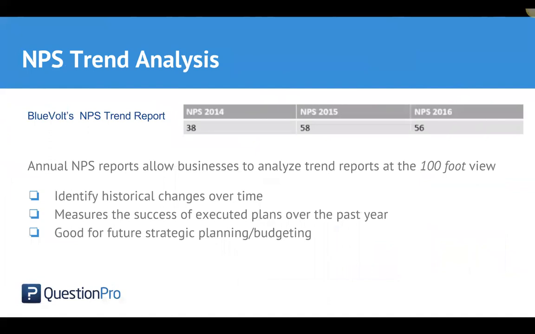And this is an example of using NPS as a trend analysis over time. With Blue Volt, in 2014, they started off with an NPS of 38. Then the following year, it went to 58. And then last year, they went to 56. So there's a small change. And being able to do an NPS report allows businesses to analyze these trends at the 100-foot view and identify historical changes over time. It measures the success of executed plans over the past year, and it's also good for future strategic planning and budgeting.